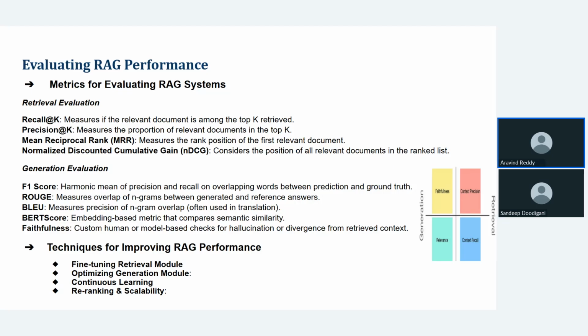Fine-tuning is nothing but passing more documents to the model and checking the optimized generation, meaning you try to reduce the loss while the model generates. With continuous learning, you allow the model to learn more. And re-ranking and scalability: it gives a ranking of the contexts, meaning which ones are the better matches, so you get the best outputs.